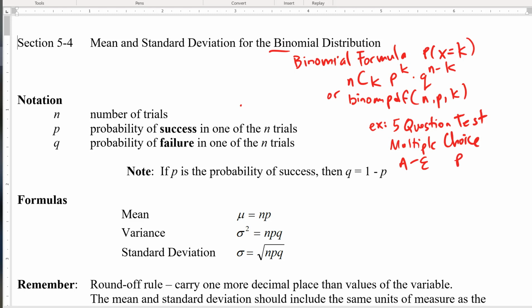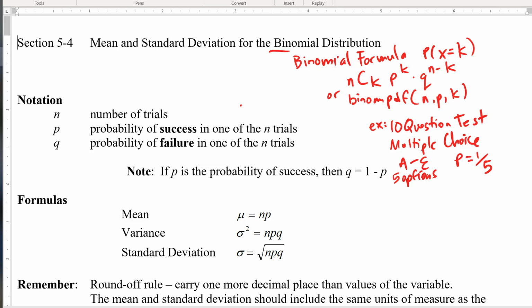Well, there's 5 options, right? A through E, and only one of them is right. So that would be 1 out of 5. Here, in fact, I'm going to change this up just a little bit to make things a little more crazy. Call it a 10-question test, okay? So a 10-question test, multiple choice A through E, gives us 5 options. So if I'm guessing, the probability of getting one right would be 1 out of 5.